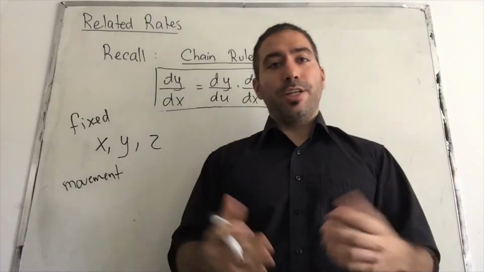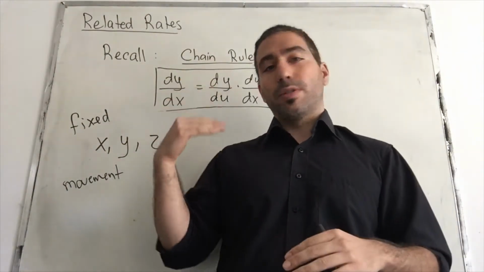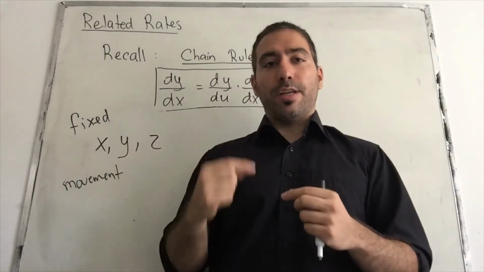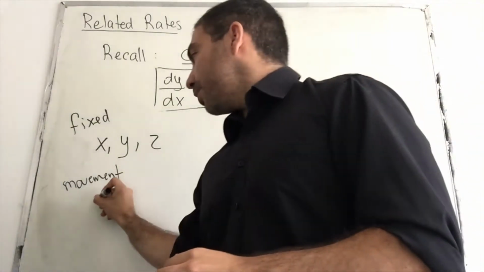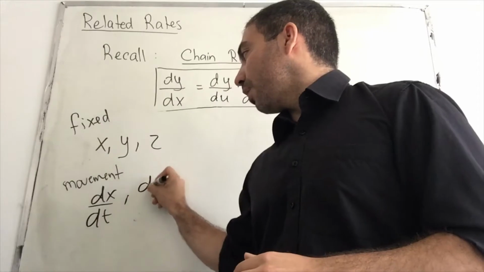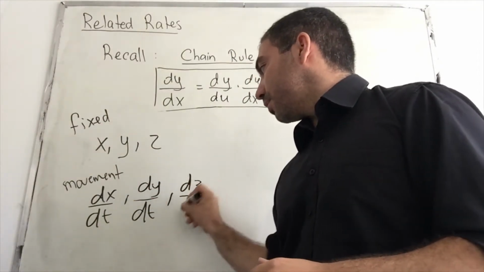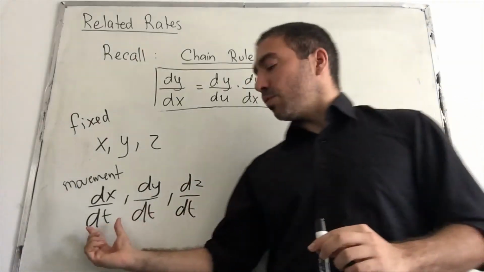But if there's movement, or if something's changing, you could think of it as maybe you're looking at the height of a person. People grow. So since there's a movement or there's a change in height, this would involve derivatives. So we're changing dx dt, dy dt, or dz dt. So everything's with respect to time.